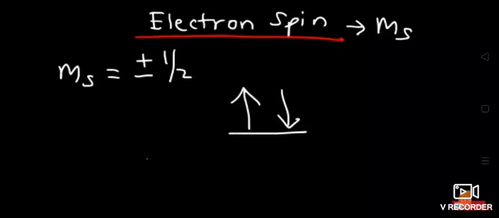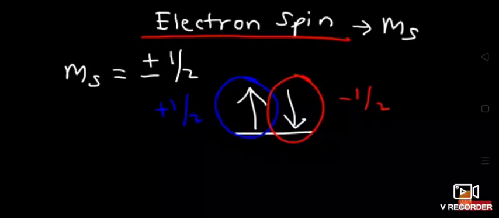Look at this first arrow, it is an upward arrow mark. If it is an upward arrow mark, it shows that it is plus half. If it is a downward arrow mark, it shows minus half. So they have opposite spin; the electron spins clockwise and anti-clockwise. Clockwise is plus half, anti-clockwise is minus half.